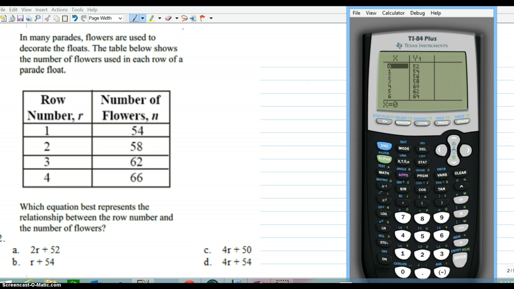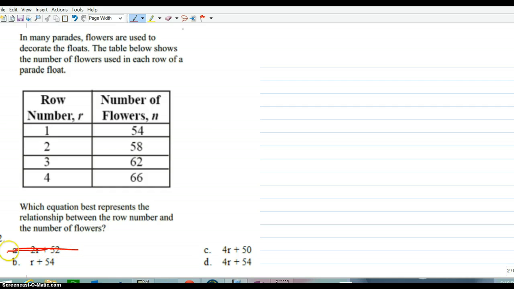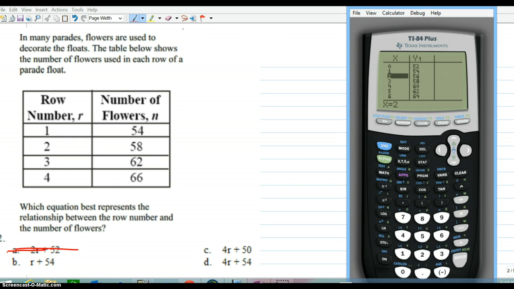And from my table, I see that when X is 1, I get 54, which works. When X is 2, my Y is 56. And if I plug in a 2, I should get out a 58, not a 56. So I'm going to cross out A. A doesn't work. Let's try B. I'm going to go to Y equals. I'm putting in my equation, which is X plus 54. Remember, instead of using R's, I'm using X's. I'm going to press second graph.